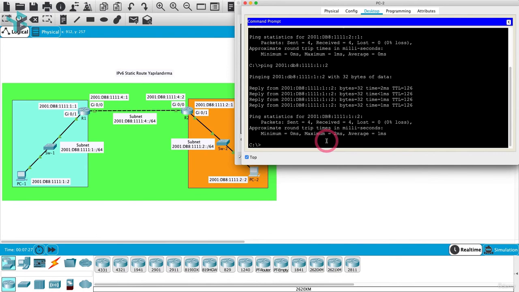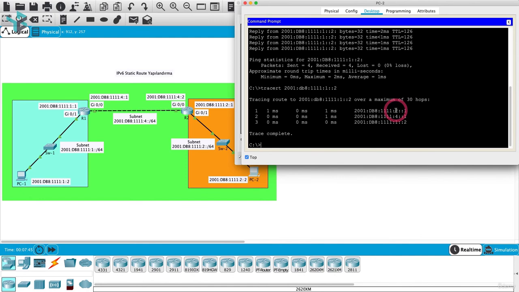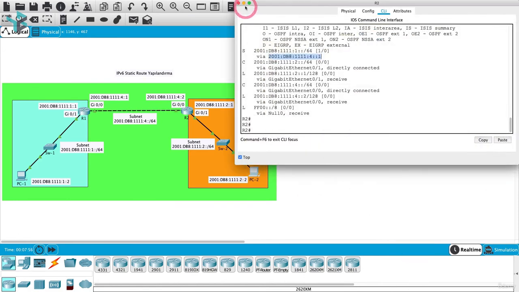Let's do a tracert. We will go to the subnet 1, the IP of which is 2. Here it first goes to its gateway, and from its gateway it comes to 42:1 as a next hop address, from where it reaches the user here. Friends, you can configure a static route in IPv6 in this way. Now let me show you how to write the default route in IPv6.